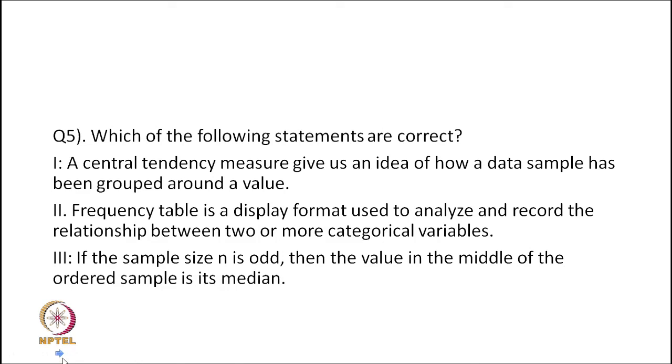The fifth question: which of the following statements are true or correct? There are 3 options, and more than one option may be correct. The first statement is: a central tendency measure gives us an idea of how a data sample has been grouped around a value. Second statement: a frequency table is a display format used to analyze and record the relationship between two or more categorical variables.